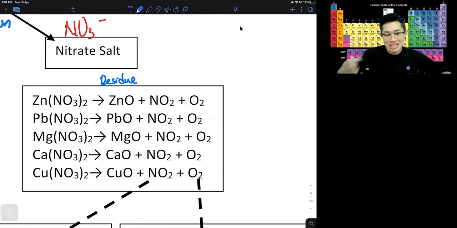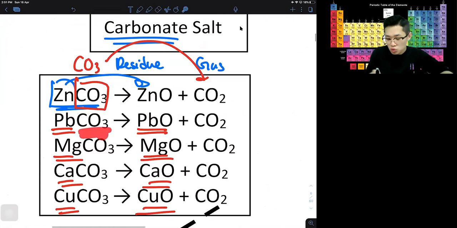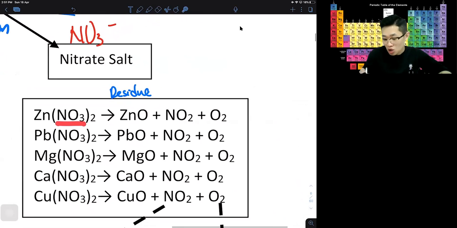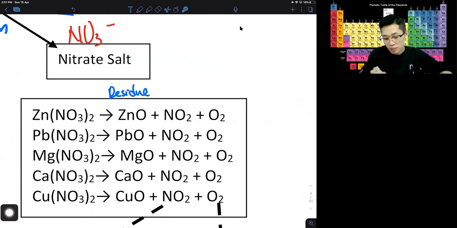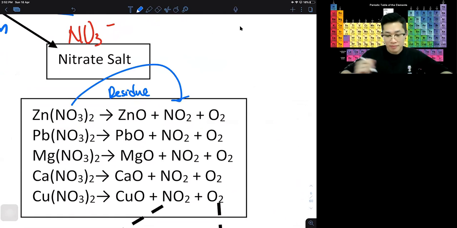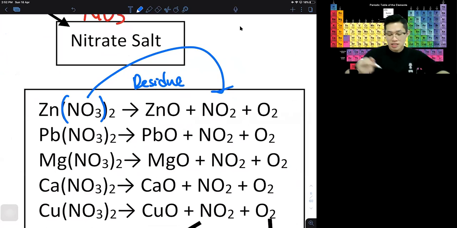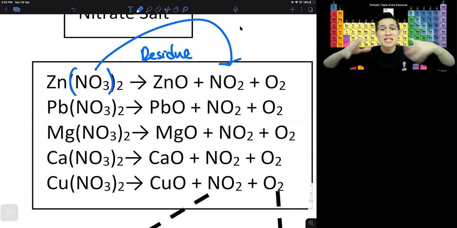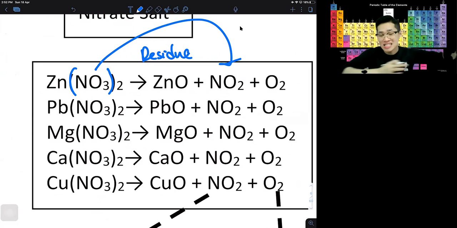And then we get gas. Just now, CO3, we get CO2. Then now, NO3, we get NO2. CO3, CO2, NO3, NO2. But you can see this substance ZnNO3 is like a bigger compound compared to the ZnCO3.